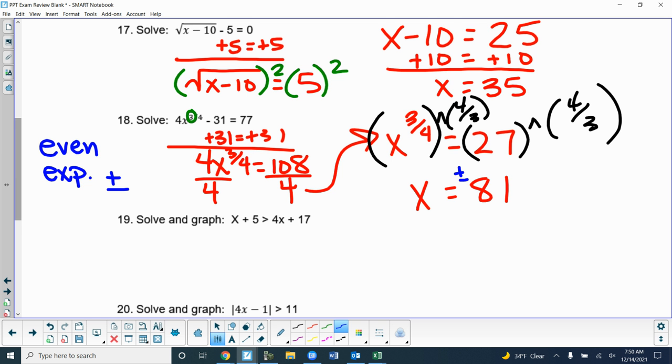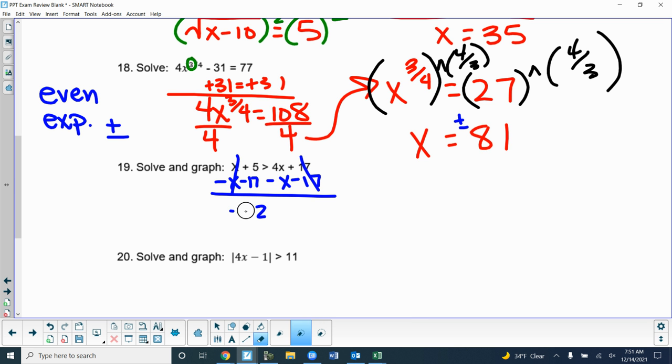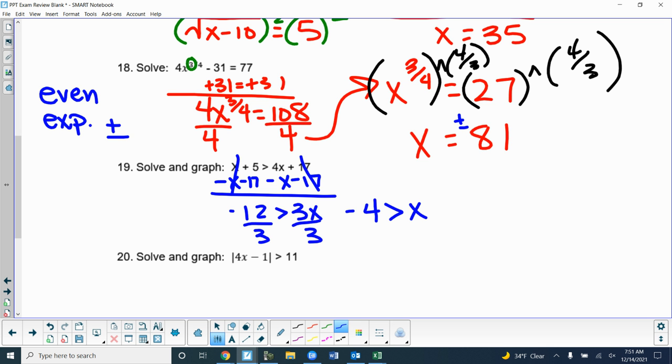All right, so this one you just solve like you would normally do if it was equals. So get the x's together and the constants together. So the x's cancel, and the 17's cancel. So I get negative, not 22, sorry. I was adding 5 and 17. That's negative 12, right? Is greater than 3x. Divide by 3, so I get negative 4 is greater than x.